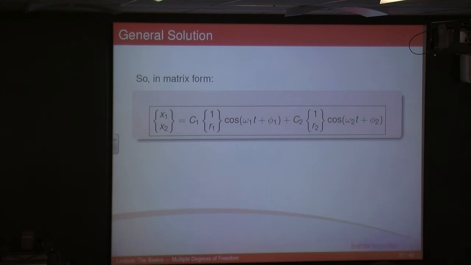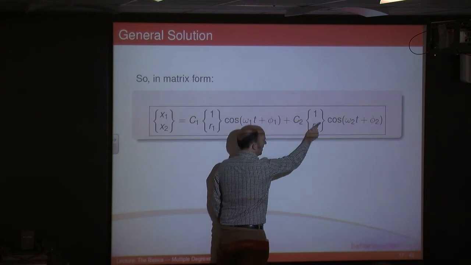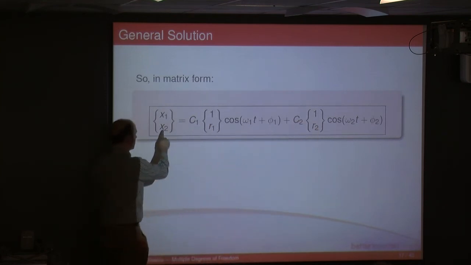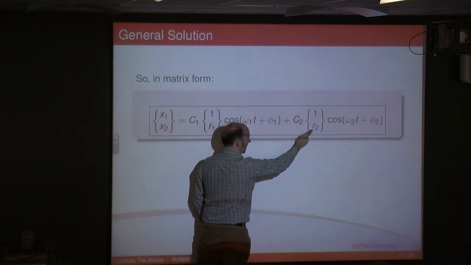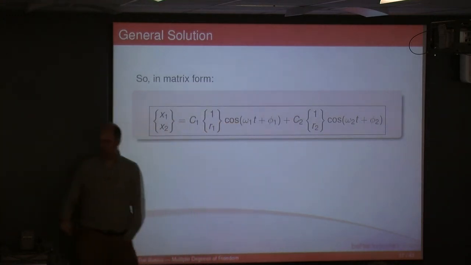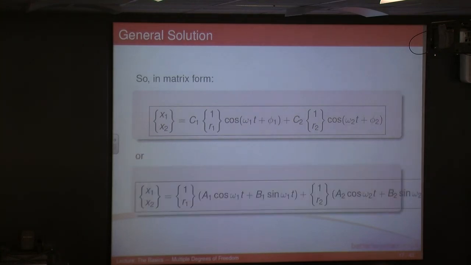And so you can put that in matrix form as well. Basically you just replace x with x1 and x2. So x1 is c1 times 1 times the cosine plus c2 times 1 times the cosine. And obviously x2 is c1 times r1 times the cosine plus c2 times r2 times the cosine. So that gives you those two equations.